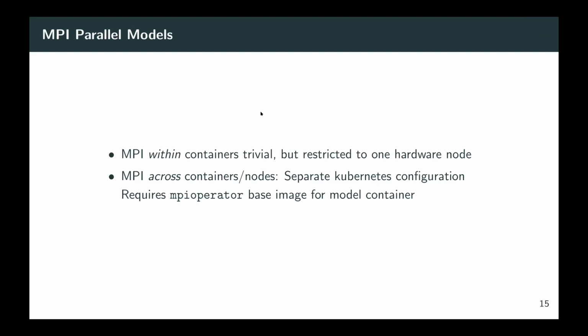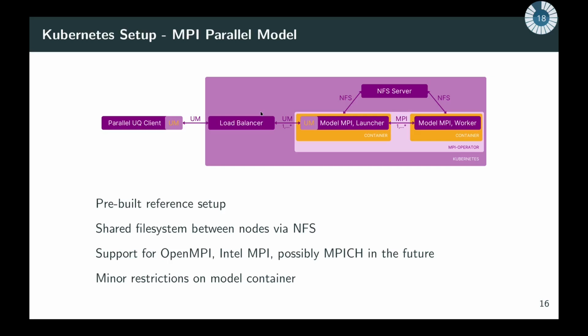Quick mention regarding MPI. MPI across containers is necessary if you want to do MPI in a containerized application across physical nodes, since containers are by design restricted to one particular physical computer. Our way to work around this is that we make use of a particular base image that supports MPI. And we have a slightly adapted Kubernetes configuration that allows you to now have MPI launchers and MPI workers, much like you would have it on a traditional HPC system.